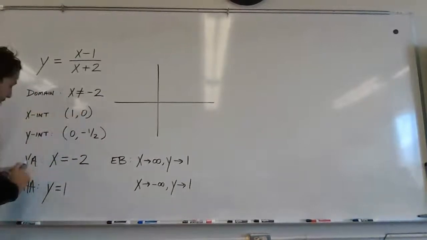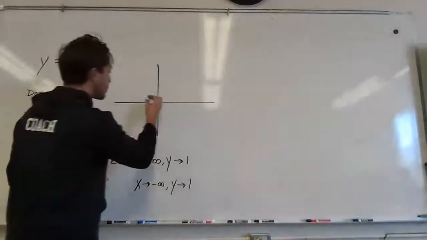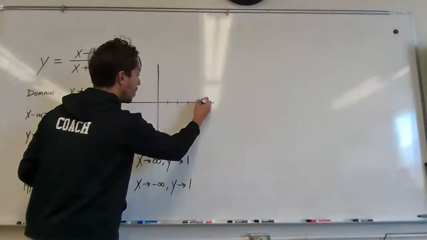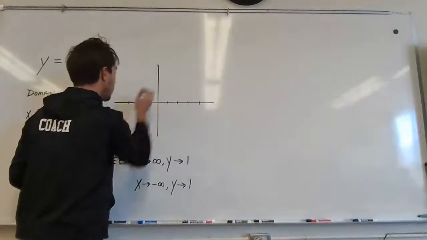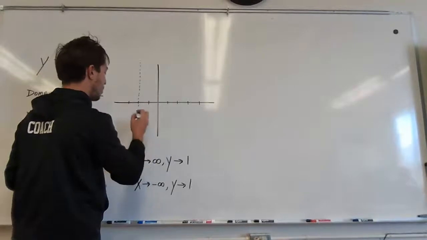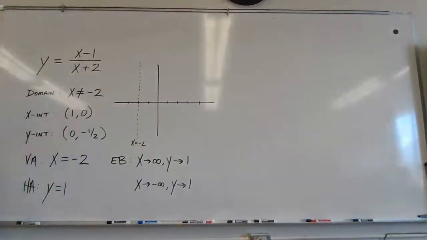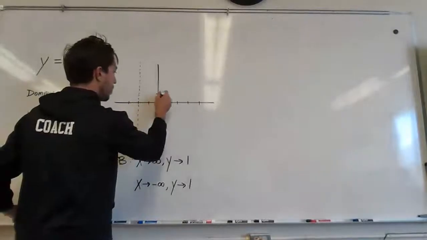So domain and vertical asymptote, maybe put that first. The order doesn't really matter. You're just going to put all this on the graph. So how do I draw a vertical asymptote? You just do this. Dashed line. x equals -2. There's my vertical asymptote. That's not really part of the function, but it's sort of a framework that the function is kind of constrained against. Horizontal asymptote of y equals 1.